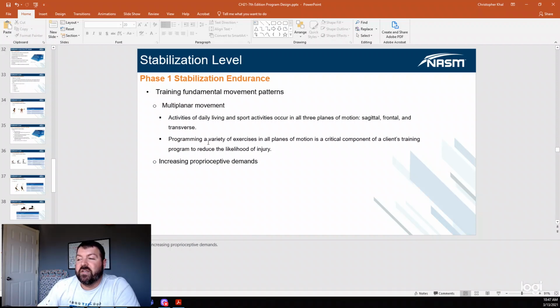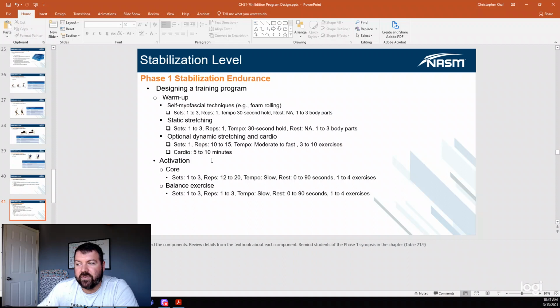Multiplanar movements, okay, activities of daily living and sport activities occurring in all three planes of motion. Programming a variety of exercises for all planes of motion is a critical component of the client's training program to reduce likelihood of injury. It also increases the proprioceptive demand. Okay, it's whatever you want to do.